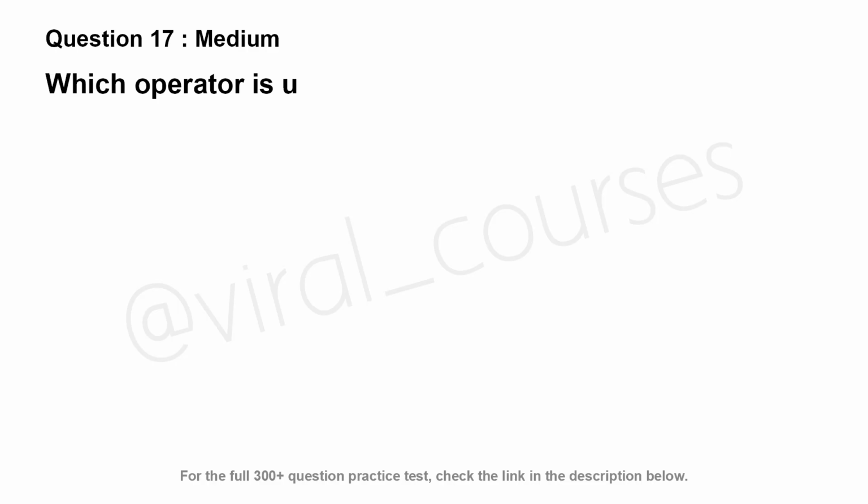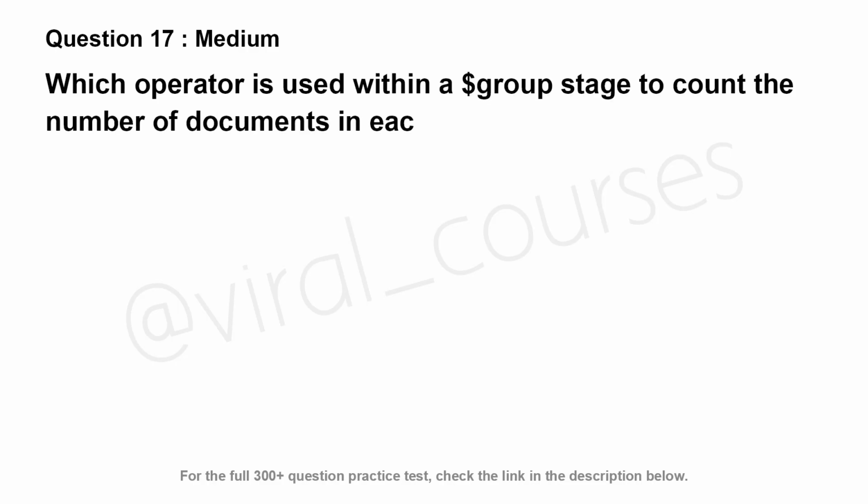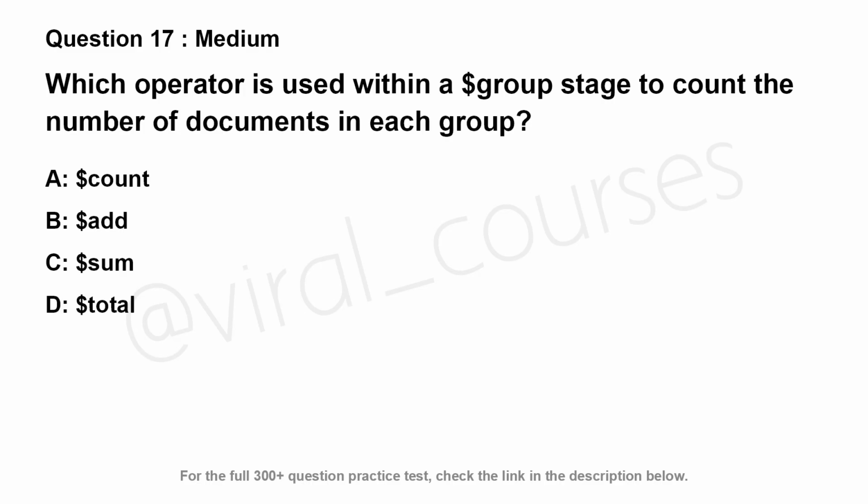Which operator is used within a $group stage to count the number of documents in each group? Option A, $count. Option B, $add. Option C, $sum. Option D, $total.